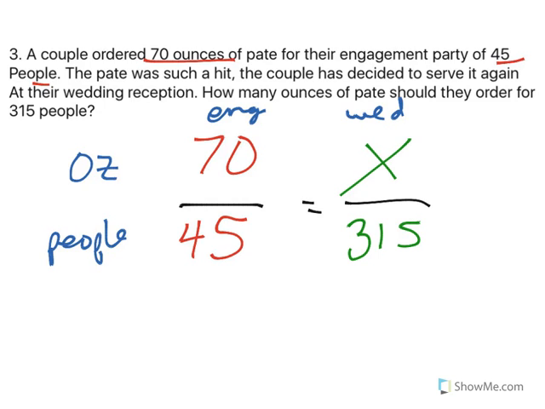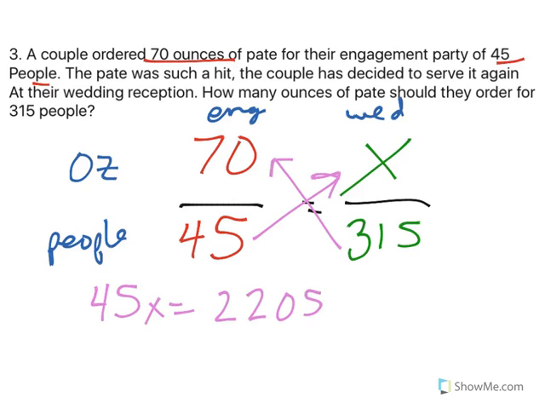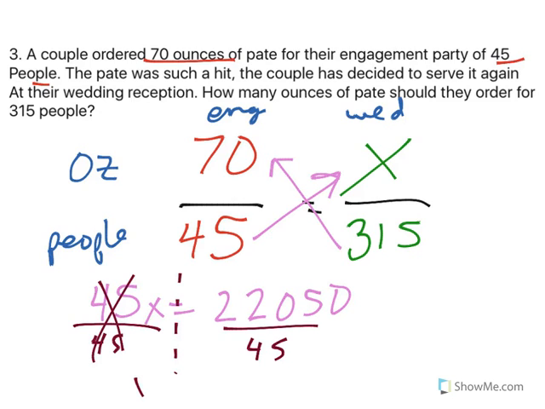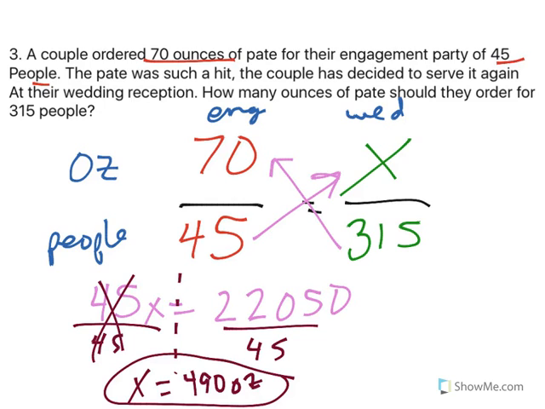So when I go to solve this, again, cross multiply. So 45x equals 315 times 70 gives me 22,050. Divide both sides by 45. Those cancel out. I'm left with x equals 490 ounces. And these are story problems, so you do want to make sure that you have a label. What are you talking about in each of these problems?